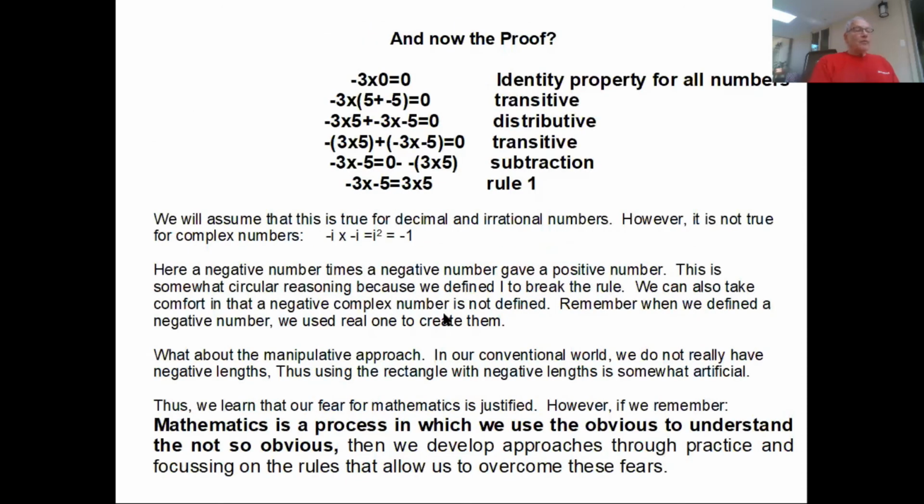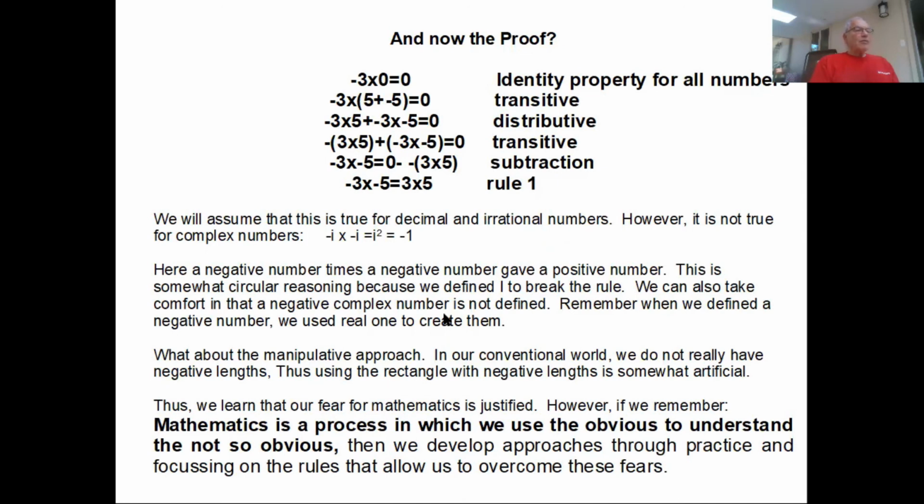And now for the proof. We start off with 0. Minus 3 times 0. It's the identity. 0 is the identity property for all numbers. Now, we didn't quite prove that a negative number times 0 is still 0, so that's where our identity thing comes in. And minus 3 times, replacing the 0 with 5 plus minus 5, that's the transitive property.